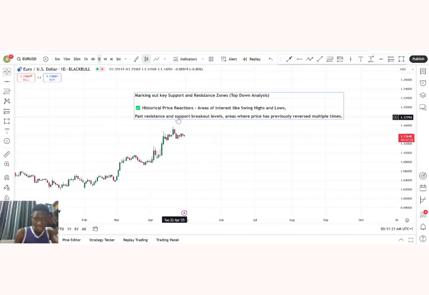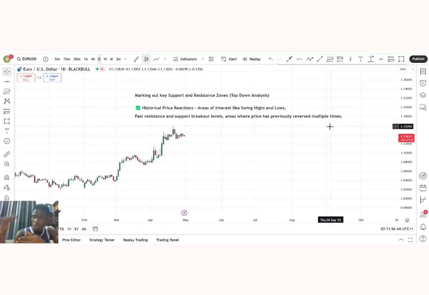We examine past resistance and support breakout levels. So again, areas where price has previously reversed multiple times, this is our point of interest now. We are concerned with levels that have held price in the past. Maybe the market was buying with good momentum and then it reached a particular level and all of a sudden it just stopped, and maybe price went again another time, reached that level and then it just stopped as well.